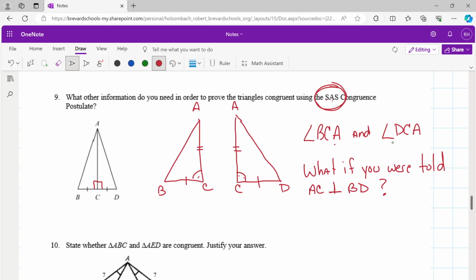So you need the measure of those two angles, but you can be given that dimension or that measure indirectly by this statement right here. Okay, so be on the lookout.